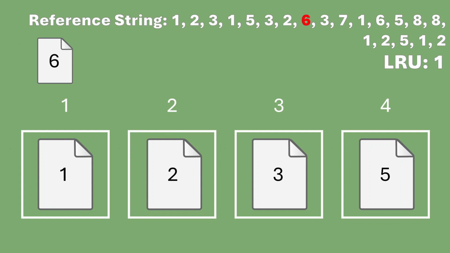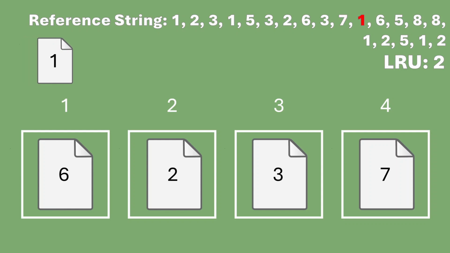Page 6 is requested. A page fault occurs as it is not within any of the 4 frames. The least recently used page, page 1, is swapped out and the LRU is updated to 5. Page 3 is requested and accessed in frame 3. No page fault occurs. Now page 7 is requested. A page fault occurs as page 7 is not within any of the 4 frames. The least recently used page, page 5, is swapped out and the LRU is updated to 2.